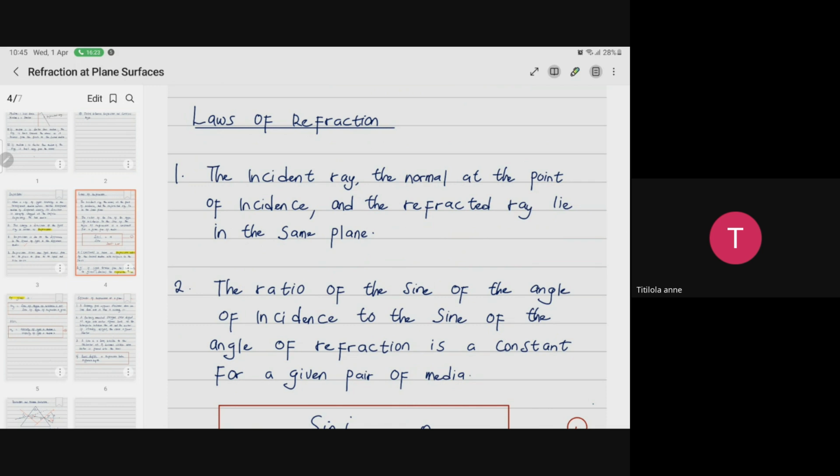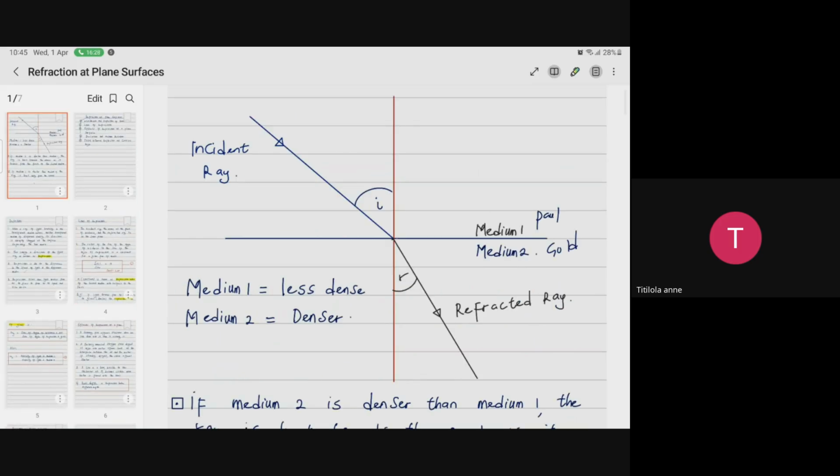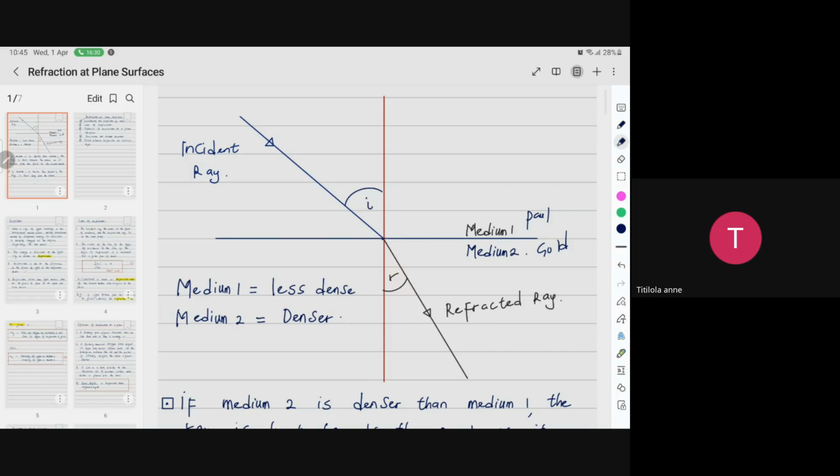So that very image, what the law says, based on this diagram here, is that the normal, this line here, is the normal, right? The normal, the incident ray and the refracted ray all lie in the same plane. That was the first law of refraction. So all of them will lie in the same what? In the same plane.